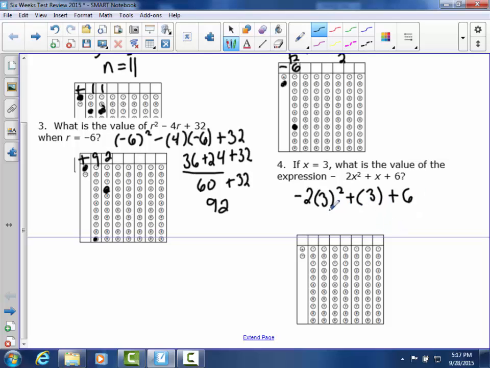And again, normally I would use my calculator, just type it in the way it looks, but since I don't have that available, I know that 3 squared is 9, so I have negative 2 times 9 plus 3 plus 6. That's negative 18 plus 3 plus 6, which would give me negative 15 plus 6, which would finally give me negative 9. So negative 9, bubbling negative, and 9. Okay, let's look at some more.